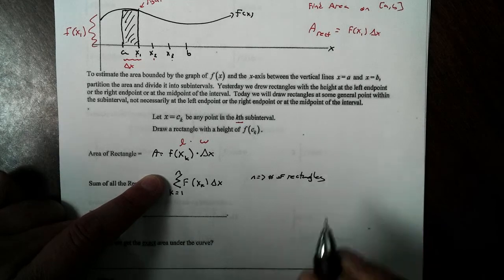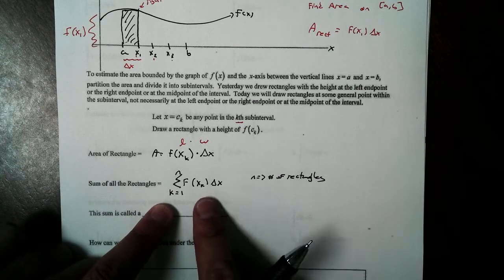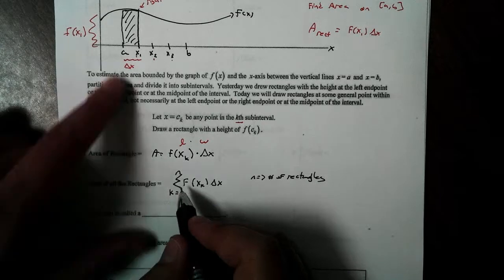Where n is the number of rectangles. And this right here will add up all the rectangles.